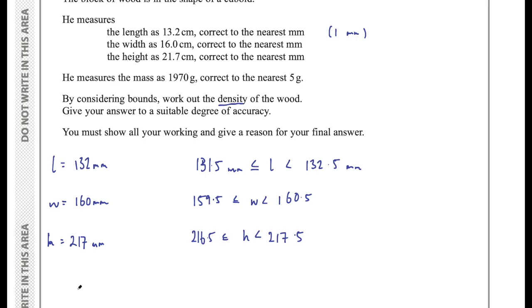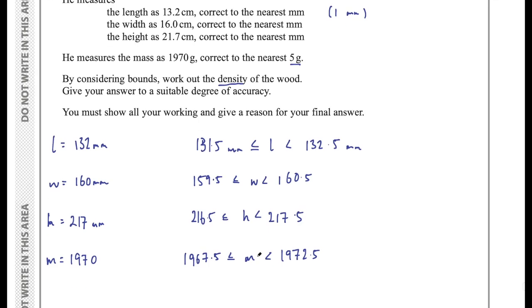Okay, then the mass is 1,970. This is rounded to the nearest 5 grams. Take a half of that, add it and subtract it, and you have your bounds. So 2.5 is a half of 5. Subtract that, we get 1965.5. This is for the mass. And the upper bound is 1972.5. And they are your bounds, and we're done for those.